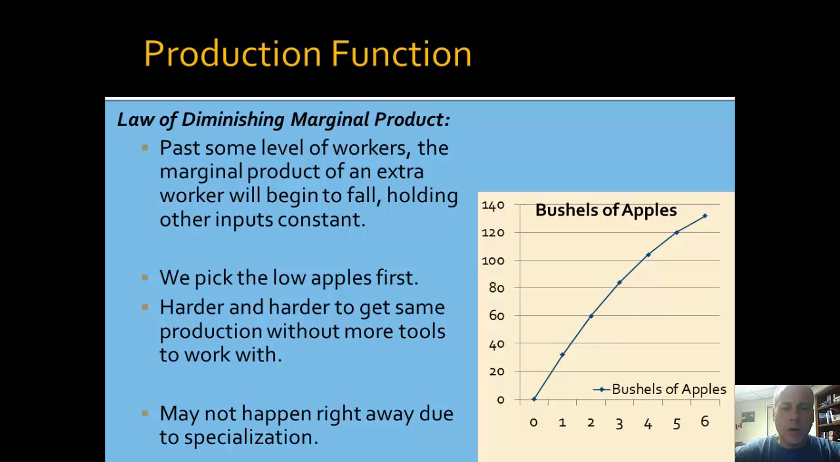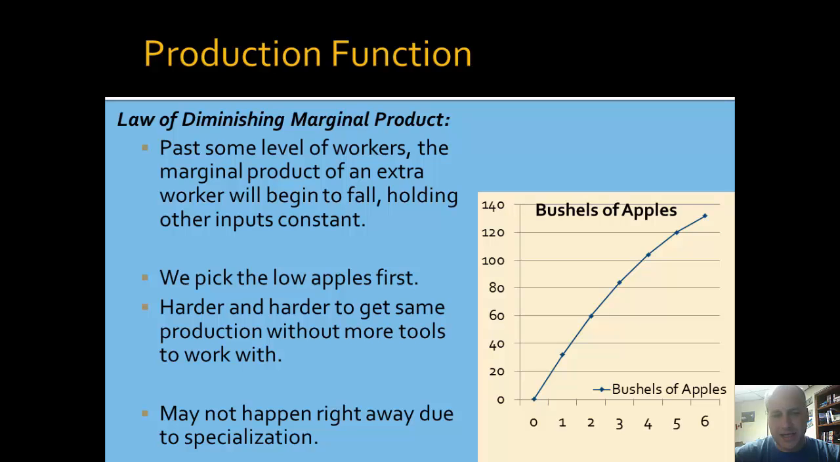Why is this the case? Well, this is the case in lots and lots of businesses. And it's easy to see in the context of an apple farm, but you can think about it in all sorts of other contexts. On an apple farm, we pick the low apples first. So the first apple picker has the easiest time. They can go out and pick all the low apples. The second apple picker has to pick slightly harder apples to get down from the tree. And the sixth apple picker has to probably get up on a ladder to pick the apples from the top of the tree to fill up their bushels. It's harder and harder to get the same amount of production without more tools to work with.